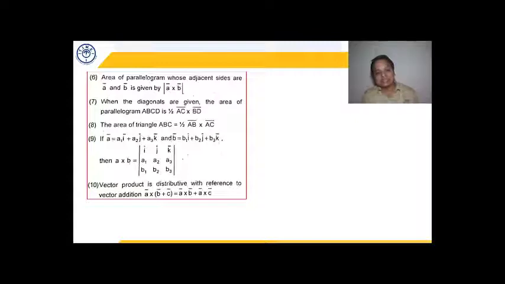Vector product is distributive with reference to vector addition. For example, A cross (B plus C) is as good as A cross B plus A cross C. The product is distributive over addition. So let's try to do some questions on these properties. Area of the parallelogram, if sides are given, is modulus of A cross B. Area of a triangle is half of AB cross AC. And when diagonals are given, the area of the parallelogram is half AC cross BD.